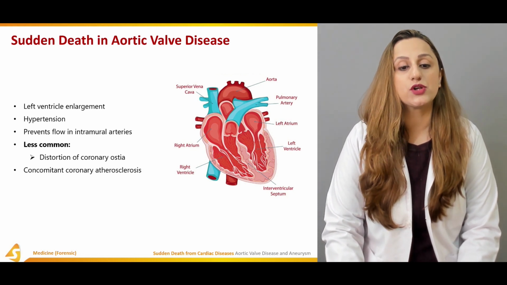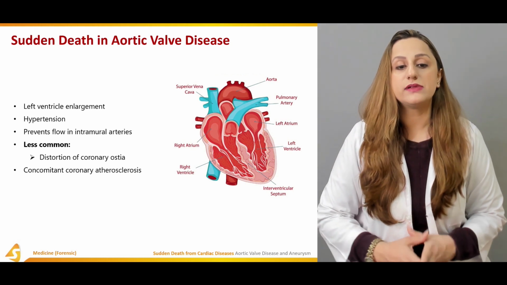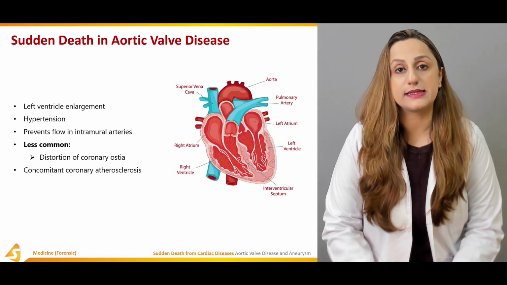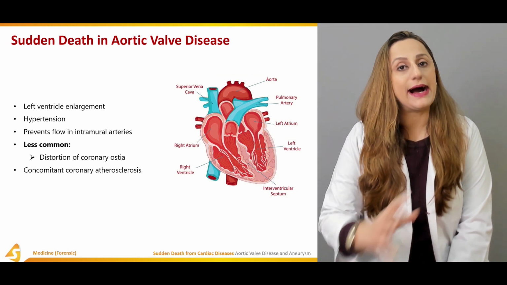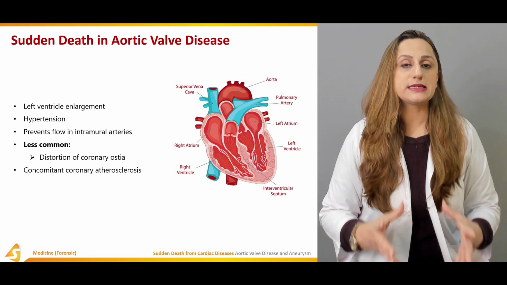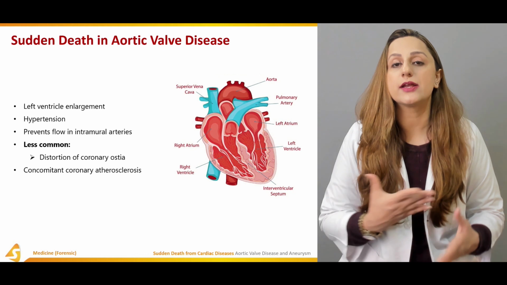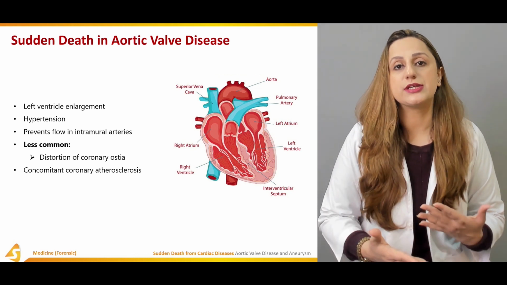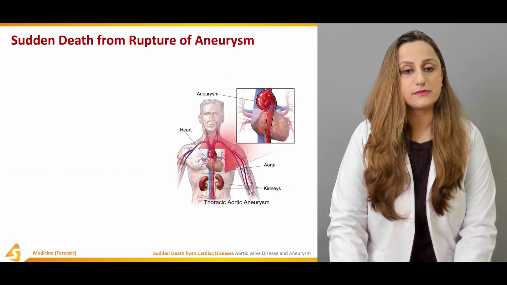And we can have the concomitant coronary atherosclerosis, which is noted down at this level, and that can basically cause sudden death in a lot of individuals. So the enlargement along with the hypertension, all of these conditions can basically raise a question on the intramural arteries, and they can cause the insufficiency or the compromise of these arteries at this level.